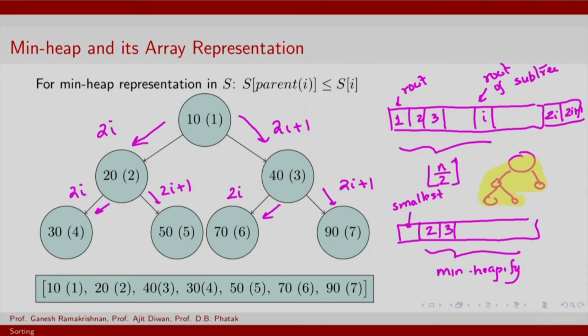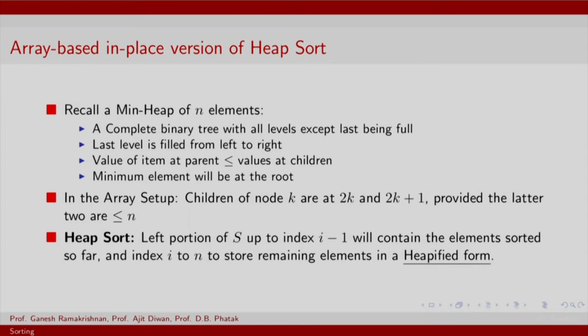So let us discuss this in place min heap sorting in some more details. All this is happening within a single array. So formally a min heap of n elements is a complete binary tree with all levels except the last one being filled. The last level is filled from left to right, as I pointed out. The value of an item at parent is less than or equal to the values of children, and the minimum element will be at the root. So in the array setup, the child of node k will be at 2k and the other child will be at 2k plus 1. Of course, this is provided the latter two are less than or equal to n. If not, then one of them may be empty, and that is why it is possible that the last level is not necessarily completely filled up.